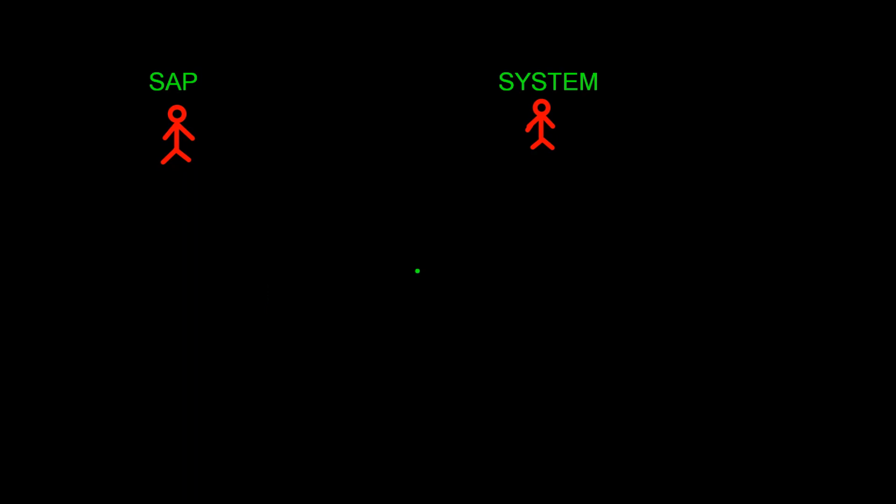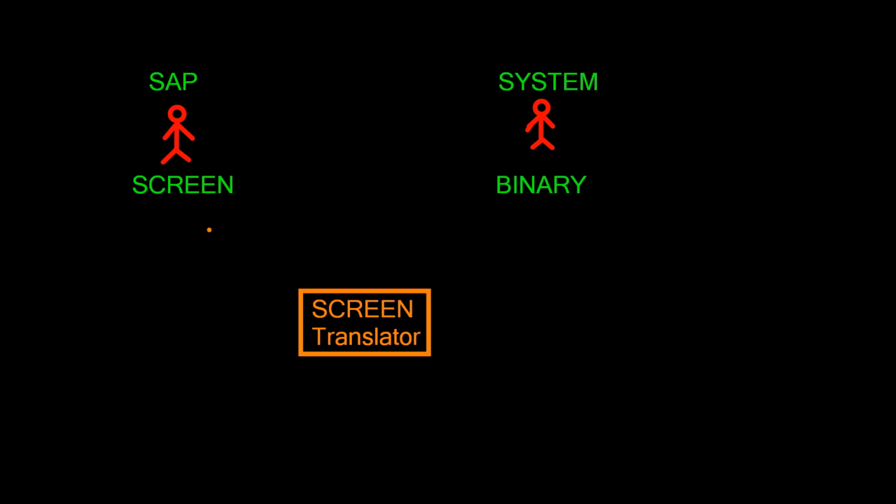So whenever we enter the T code, we are getting the screen. So screens need to convert into binary language. For that conversion, here we have screen converter, screen translator, converter or translator. The entire screen, so means SAP developed screen converted into system understandable language.